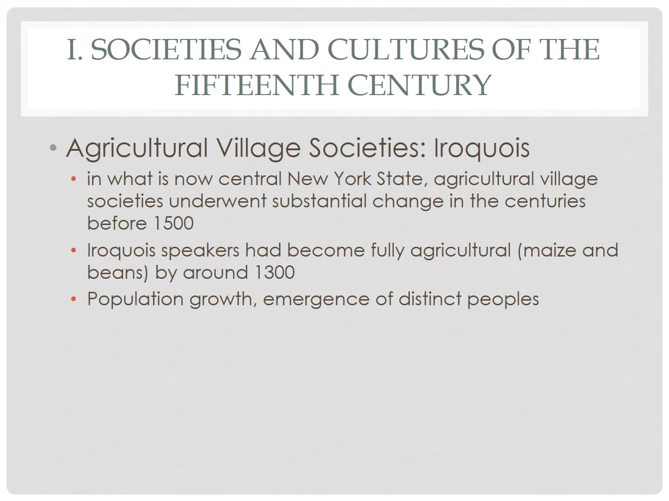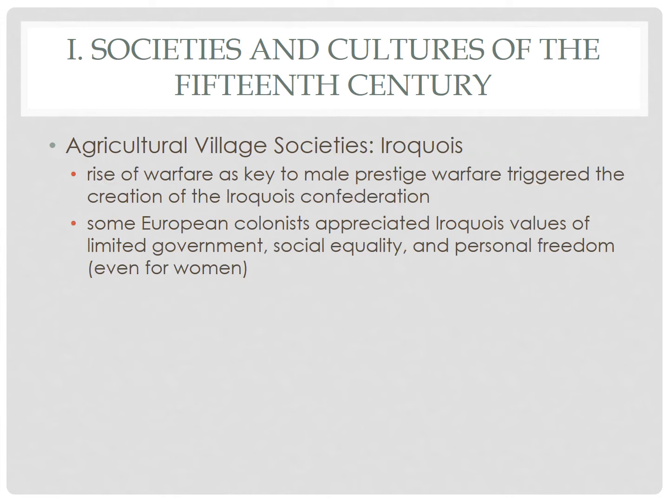agricultural societies, such as the Iroquois. They lived in what is now central New York State, and again, they had an agricultural society. They again had become fully agricultural. They mainly grew maize, corn, and beans by around 1300, and because of this, they experienced population growth and the emergence of distinct peoples. So we see a fragmentation of the Iroquois.